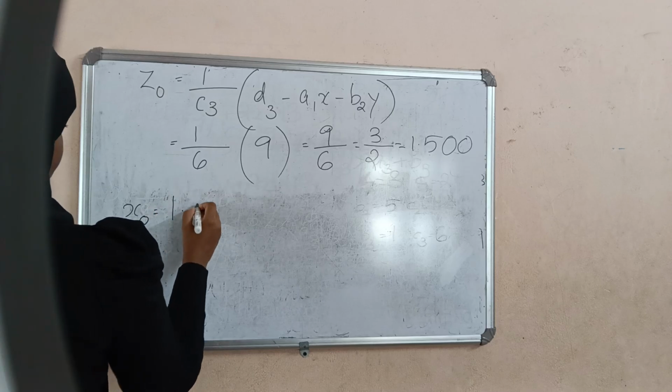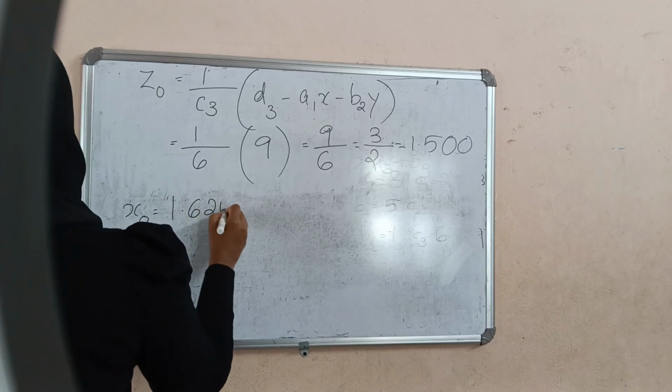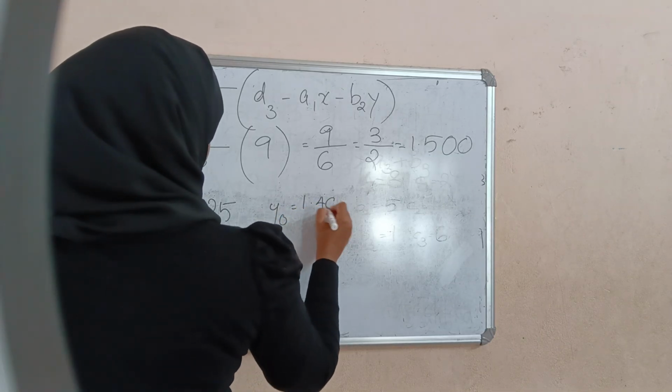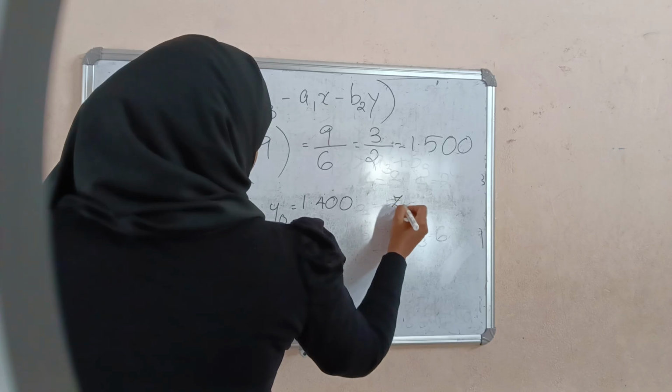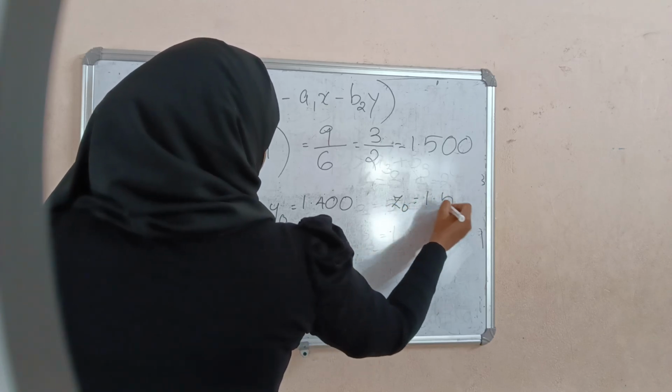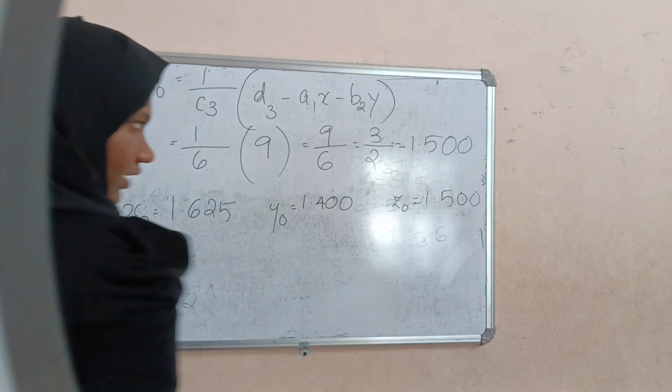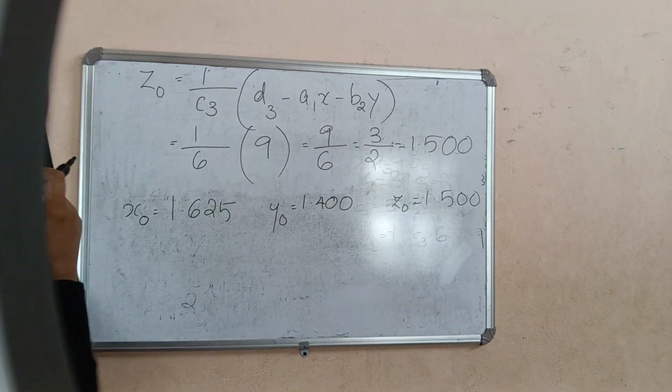So we have got our x0 value as 1.625, y0 is 1.400, z0 is 1.500. Okay, I hope you're clear.